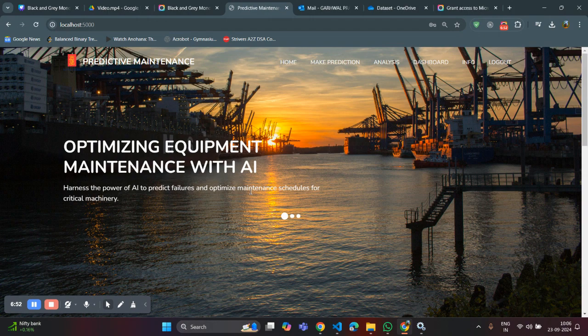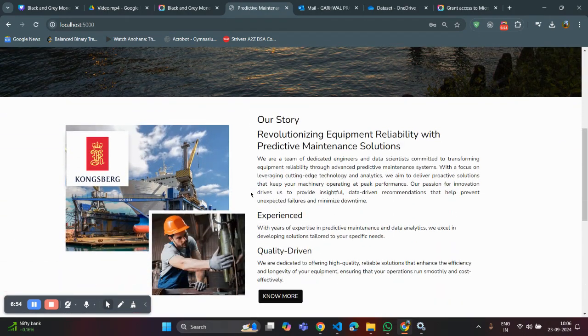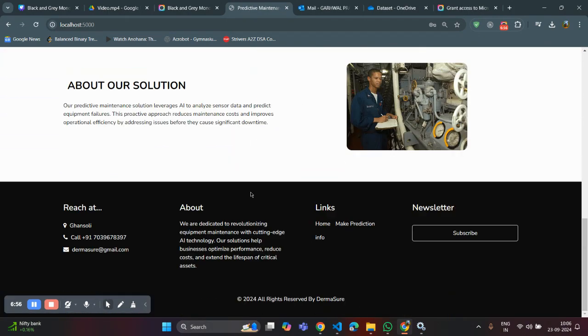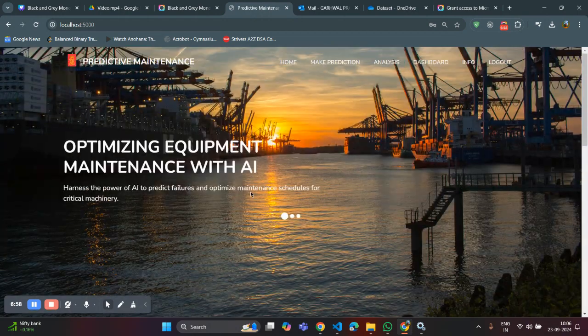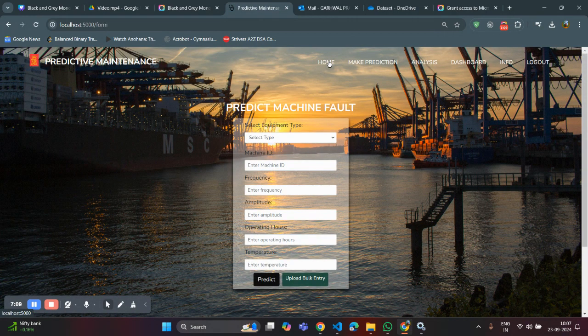This is our dashboard. We have kept it very simple. We have not made it complex. It is easy to read, easy to understand, easy to navigate. Then this is the tab where we can make the prediction.